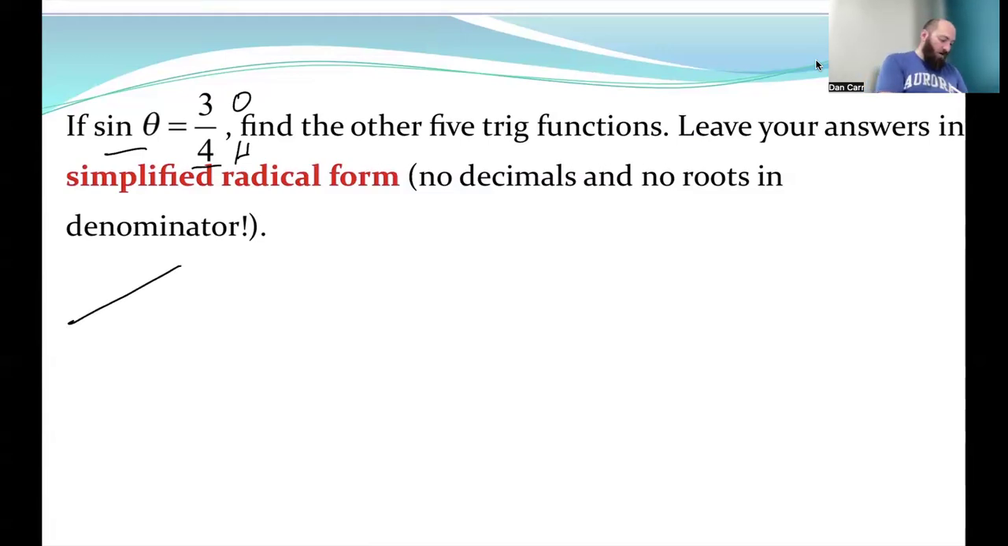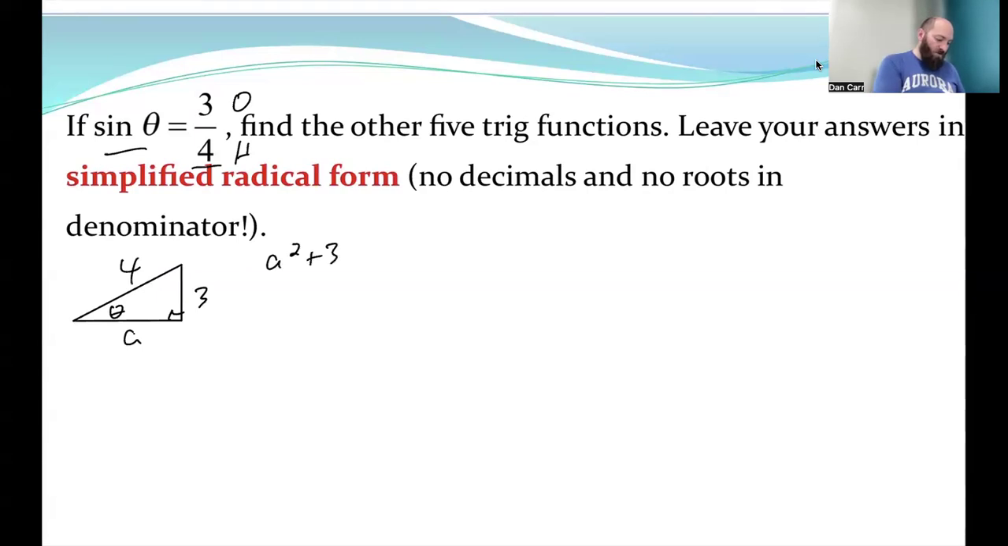So I'm just going to draw a little triangle for myself. There. And there we go. So if this is theta, opposite is 3, hypotenuse is 4. I'm going to need to find this side. So I'll call it A for technically adjacent. But I can do my Pythagorean theorem.